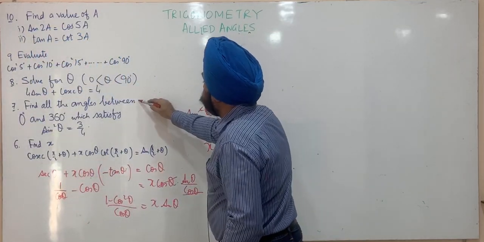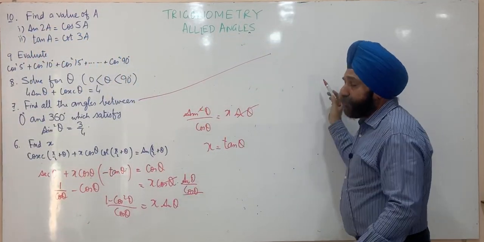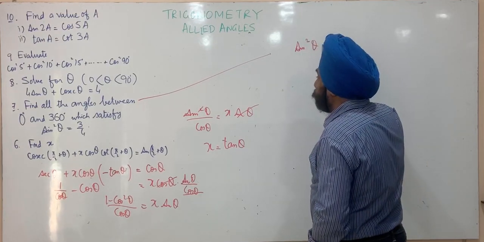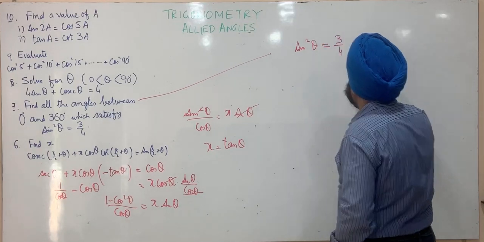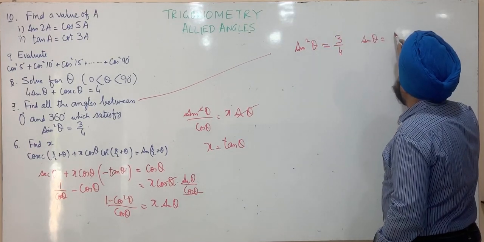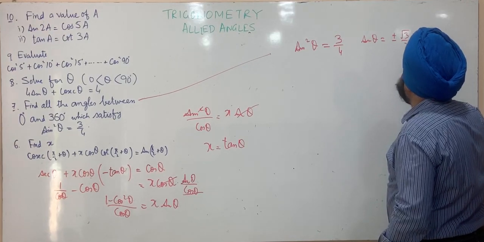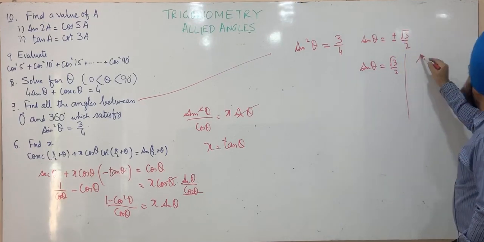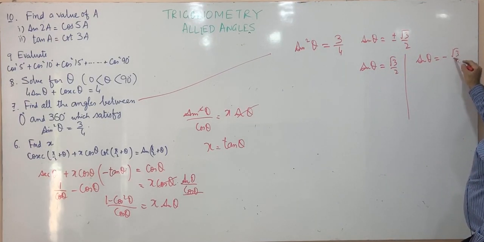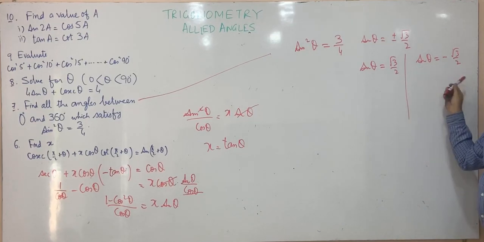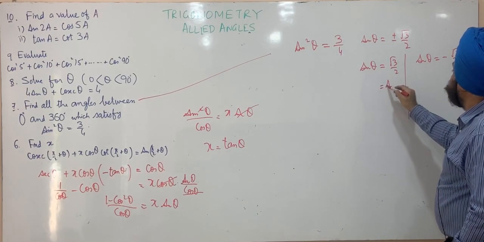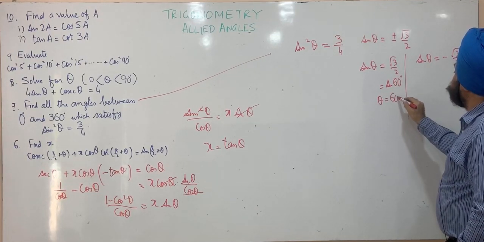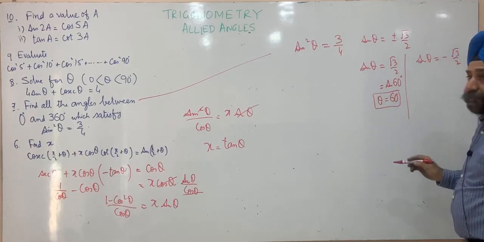The next one, we have to find all angles between 0 degrees and 360 degrees which satisfy the equation sin square of theta is equal to 3 by 4. This means sin theta is equal to plus minus root 3 by 2. Sin theta is root 3 by 2 or sin theta is minus root 3 by 2. We have to solve these two. This can be written as sine of 60 degrees to get theta equal to 60 degrees. This is one of the answers.